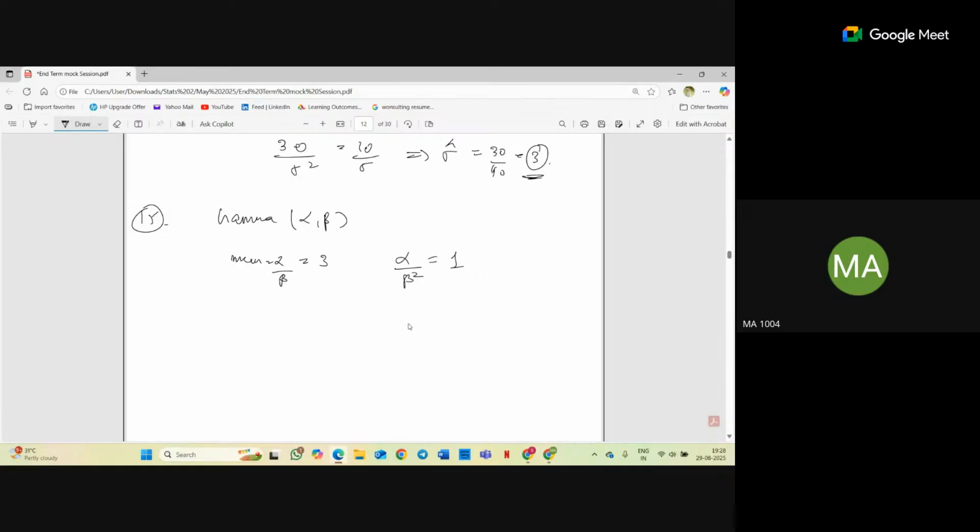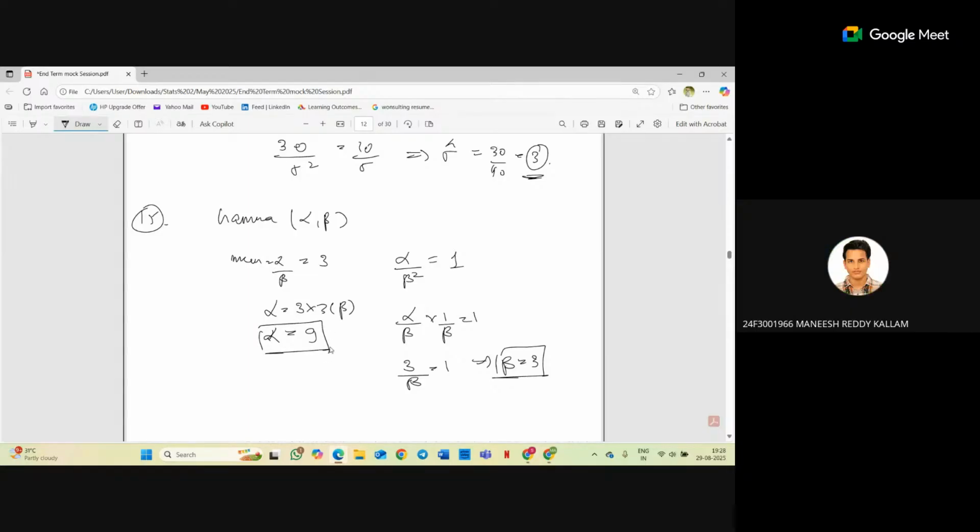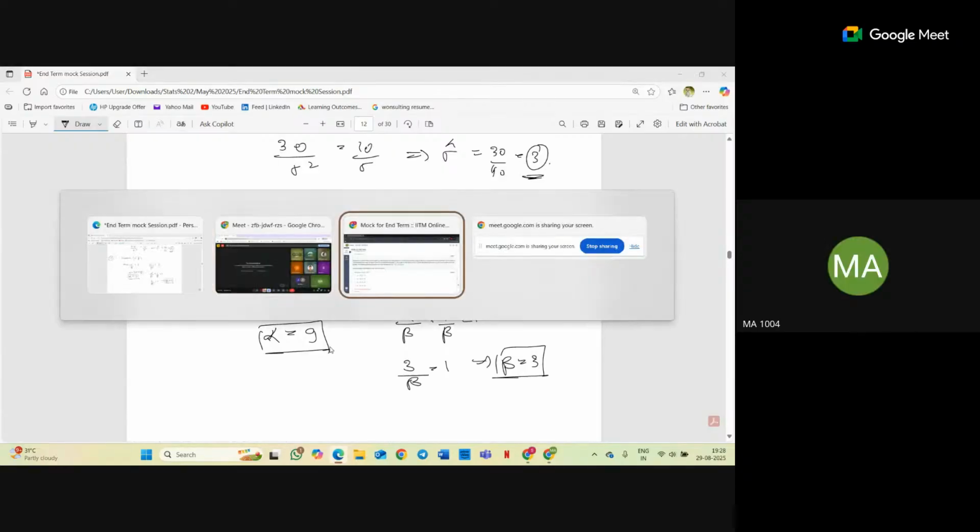So I can write this as alpha by beta into 1 by beta equals 1. Now alpha by beta is 3, so this will be 3 by beta equals 1. So with this, my beta is coming out to be 3. Now alpha would be equal to 3 into beta, which is 3 into 3, so this will be 9. So my alpha is 9 and beta is 3. Is it clear? Yes, ma'am.